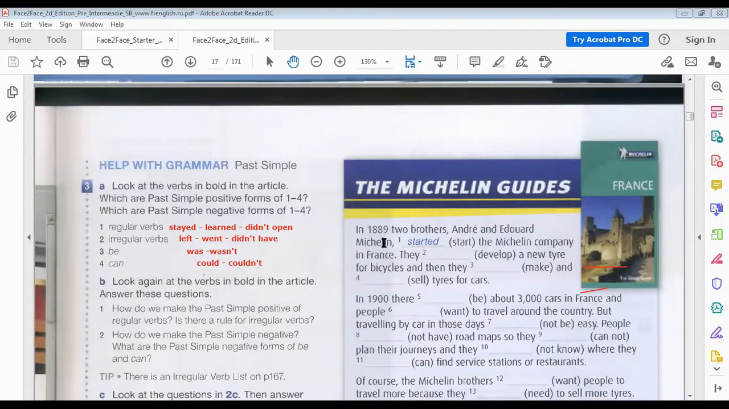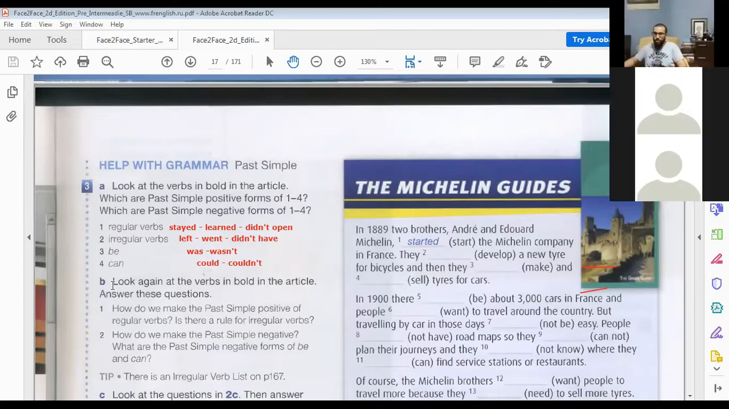So now we found all the verbs. The regular verbs: stayed, learned, didn't open. Irregular verbs: left, went, didn't have. And we also have the past of verb to be, was, wasn't. And we have the past of can, could, couldn't, right? So now we can do part B.